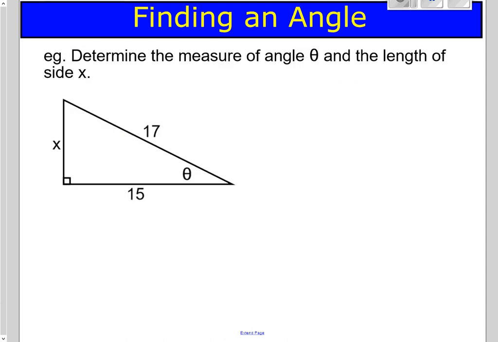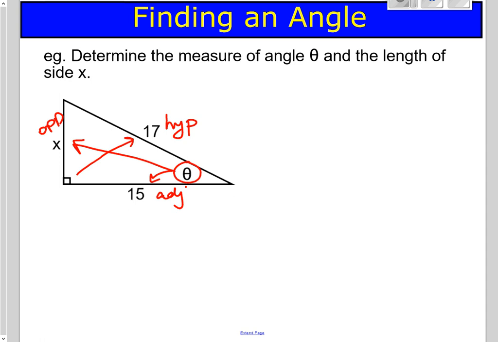Okay, let's try another one. All right, so I want to determine the measure of angle theta and the length of side x. Well, let's start with this angle. If I start with this angle and label my sides, this is my opposite. This is my adjacent. And this is my hypotenuse.